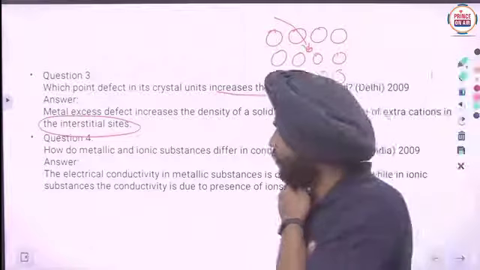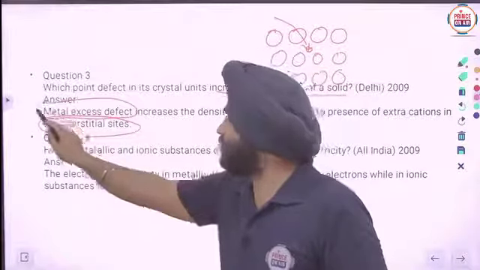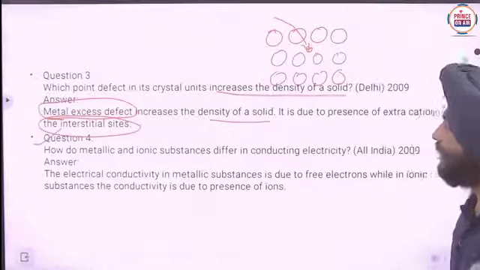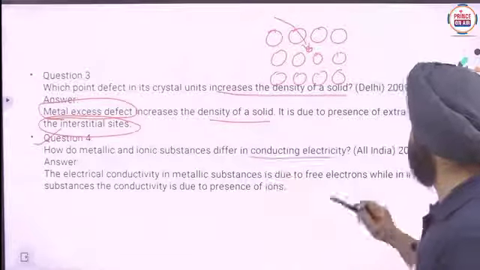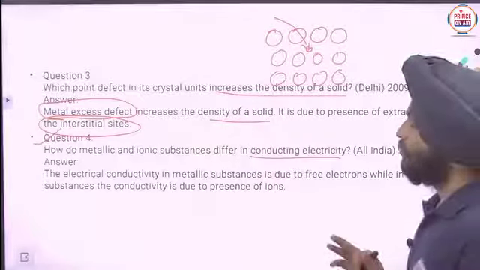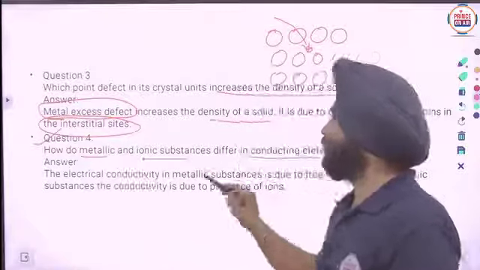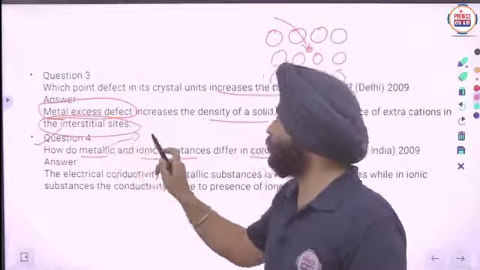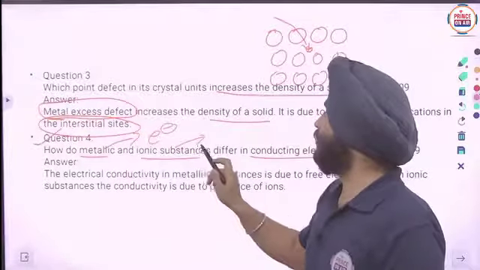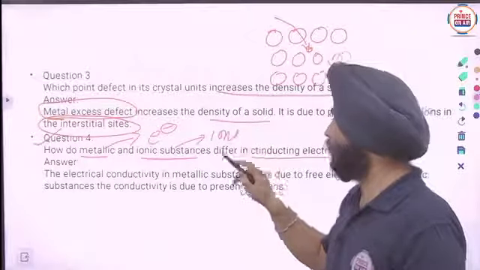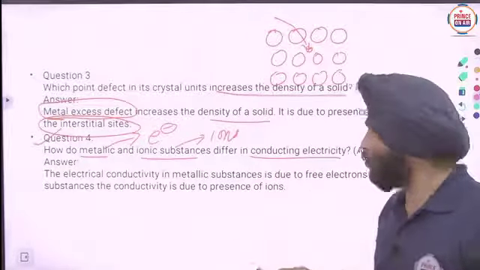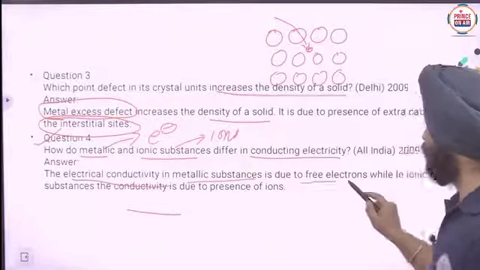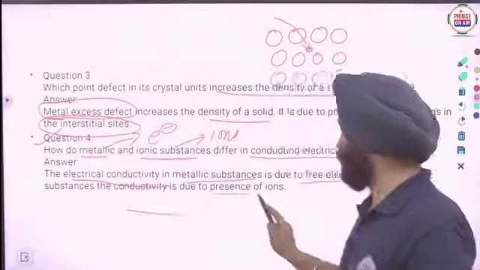Okay, now the next one is also known as metal excess defect, in which the density is also increasing. Next one is, how do metallic and ionic substances differ in conducting electricity? Means, what is the main difference between metallic and ionic substances on the basis of electrical conductivity? See, in metallic substances conductivity is due to free electrons, and in ionic substances it is due to free ions. Okay, so that is the major difference between them on the basis of electrical conductivity.